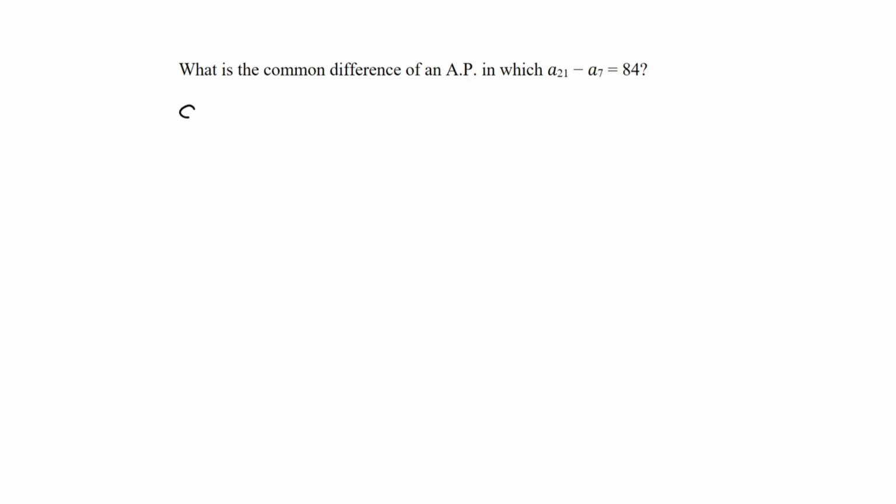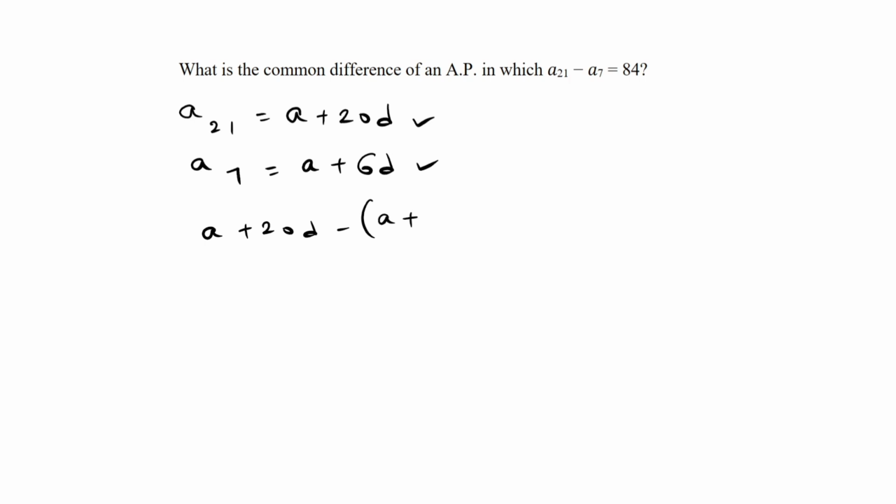So what is the meaning of A21? A21 means 21st term. So what will be the formula for the 21st term? That will be A plus 20D. Next, A7 means seventh term, right? So the seventh term formula will be A plus 6D. Now the difference of these two formulas is 84. So A plus 20D minus, after minus we have two terms, so keep the bracket, A plus 6D equals 84.